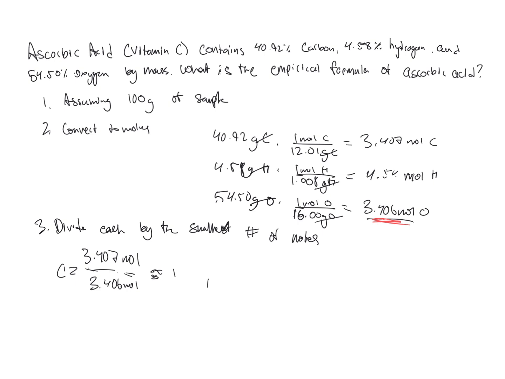We can do the same for hydrogen, 4.54 moles divided by 3.406 moles. We get 1.33. And then finally, for oxygen, since we're dividing by oxygen, we should get 1. 3.406 moles divided by 3.406 moles is equal to 1.